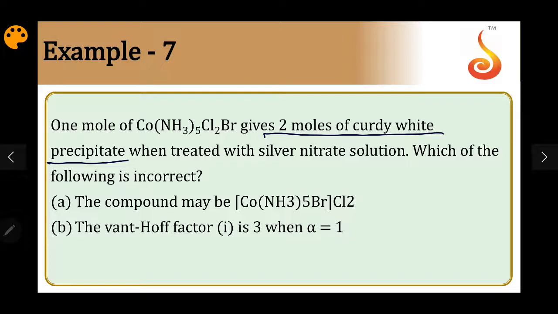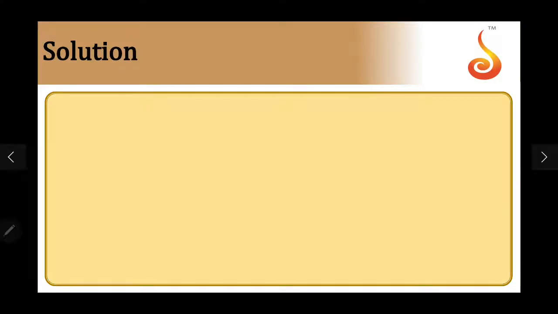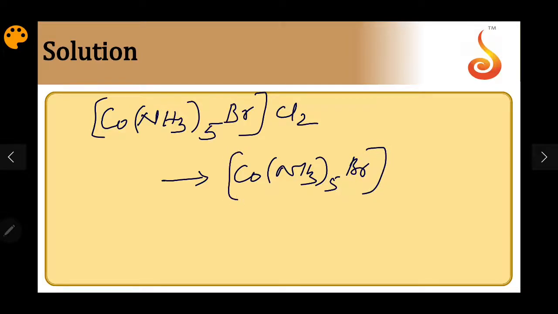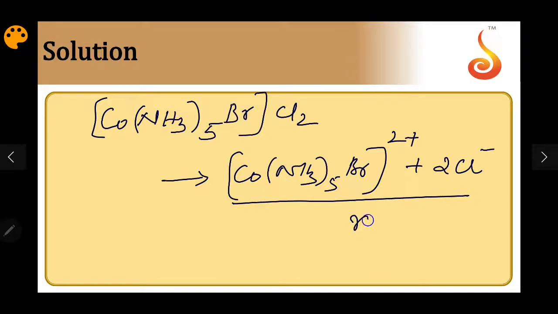So the complex should be [Co(NH3)5Br]Cl2, which can ionize to give [Co(NH3)5Br]2+ and 2 Cl minus. So n will be equal to 3. So we'll go to the options and see what exactly is given.